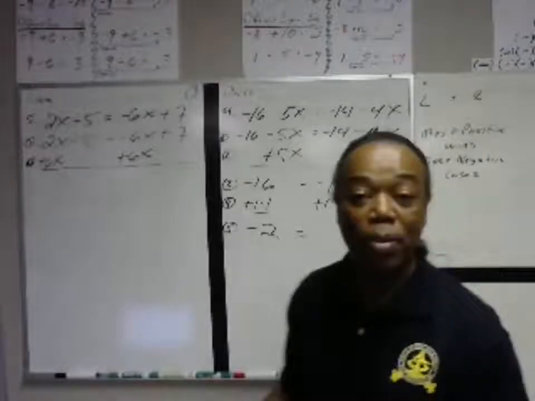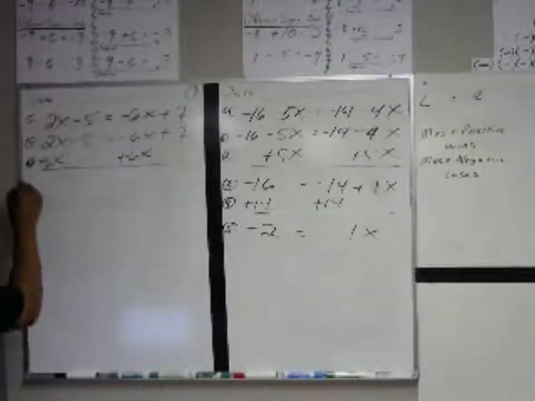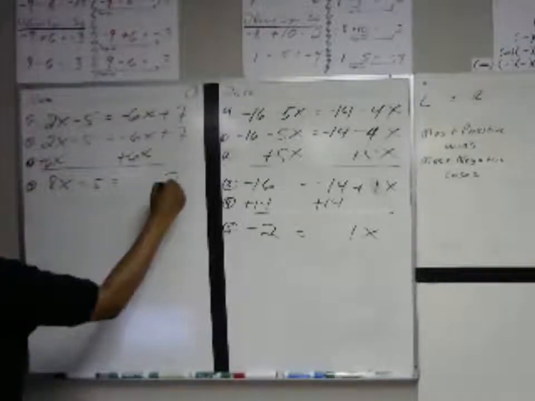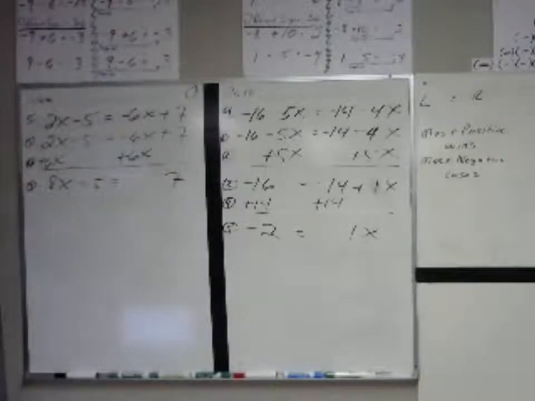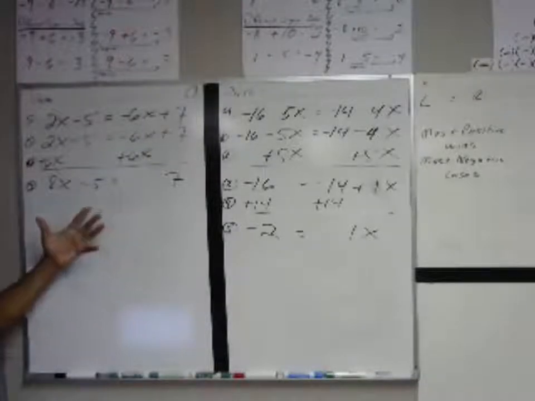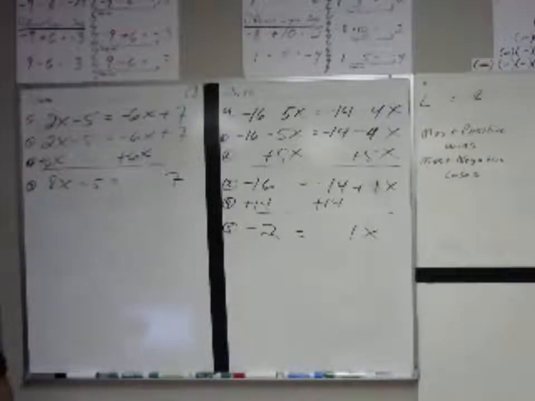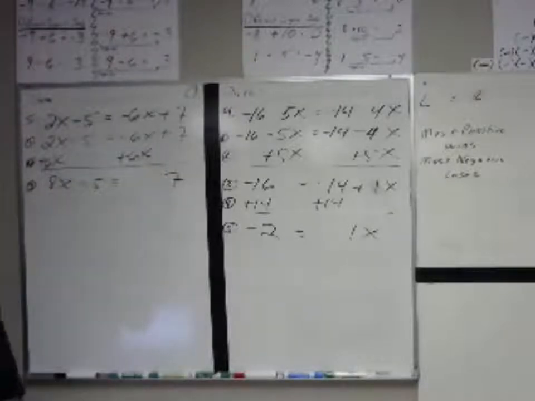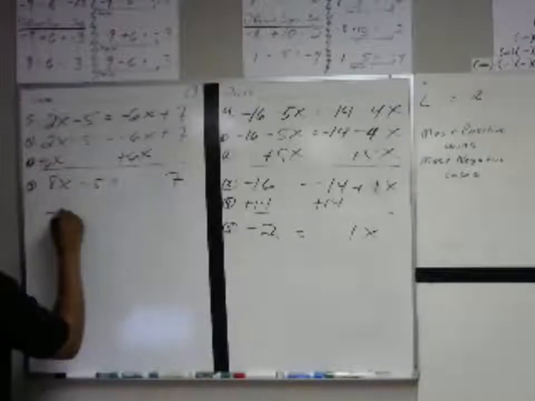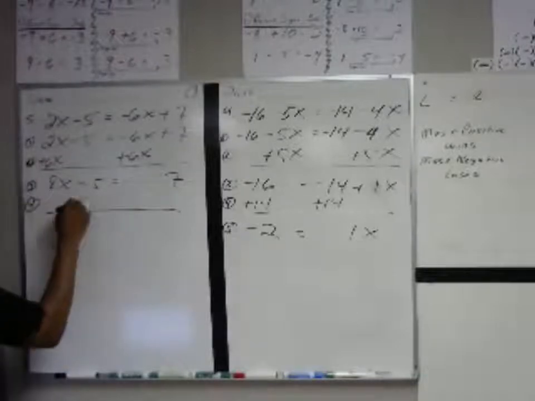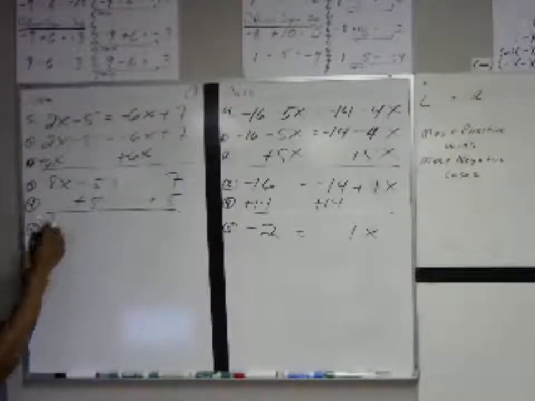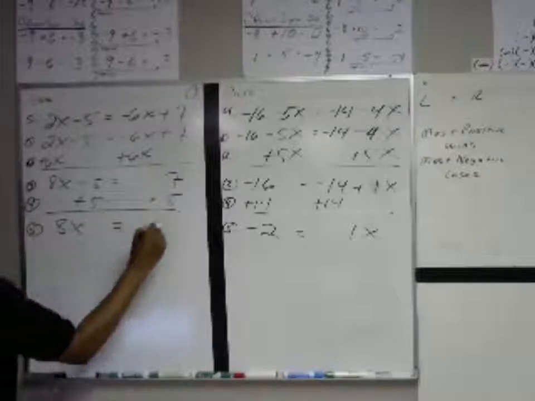When I collect my like terms, step 3, we're going to get 8x minus 5 equals 7. And it becomes a left side problem. So that means we're going to get rid of that subtracting 5 and the multiplying 8. To get rid of that subtracting 5, step 4 will be adding 5 to both sides. Step 5 will give us 8x equals 12.